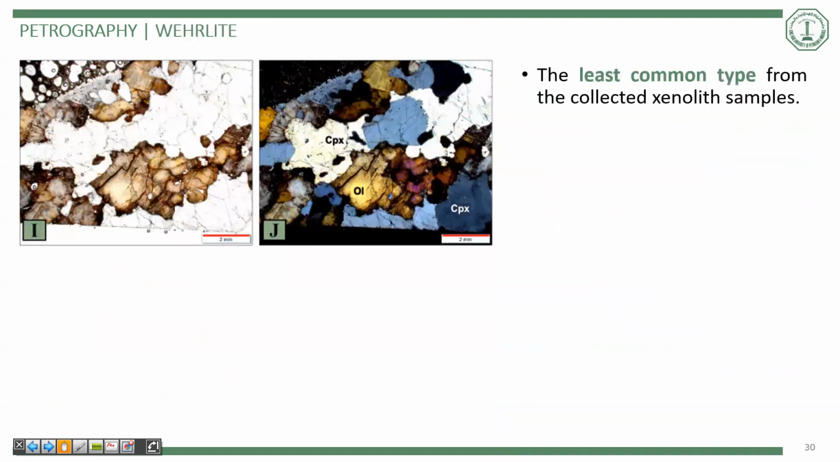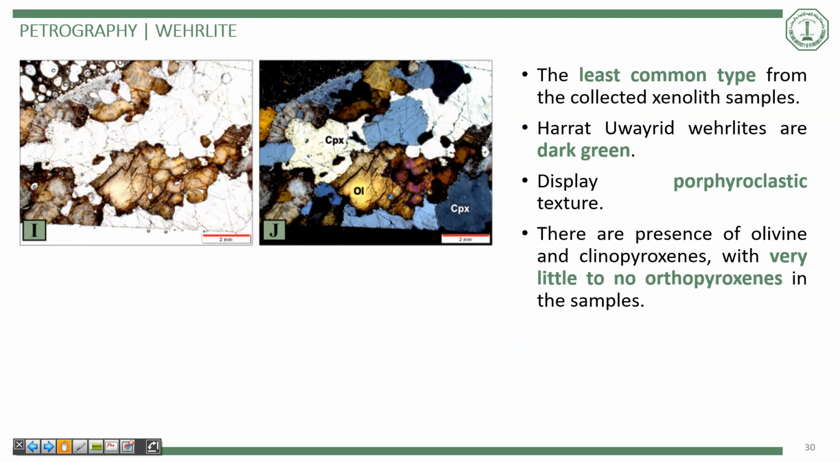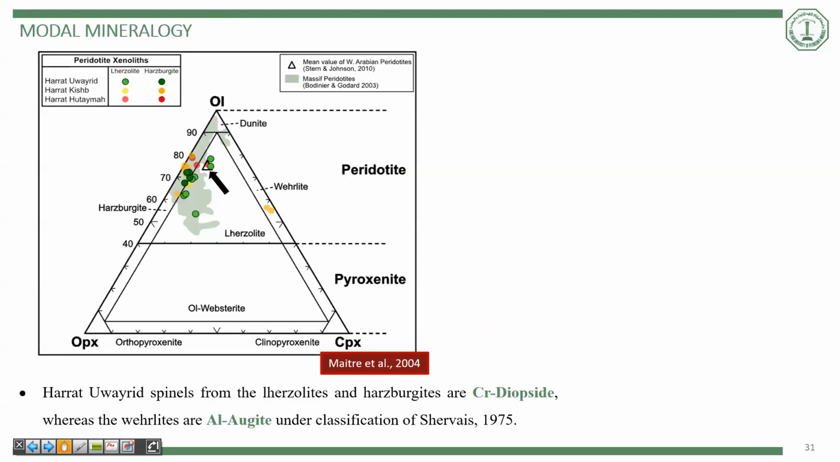And finally, the least common type from the collected xenolith samples are the wehrlites. They are dark green in color. They display porphyroclastic textures. And here from the representative image, we see that olivine and clinopyroxene are present in the samples. However, very little to no orthopyroxene is present in the sample.